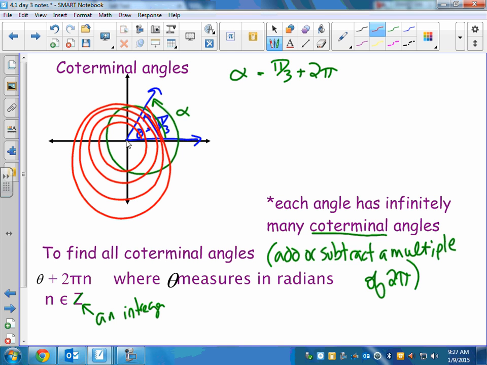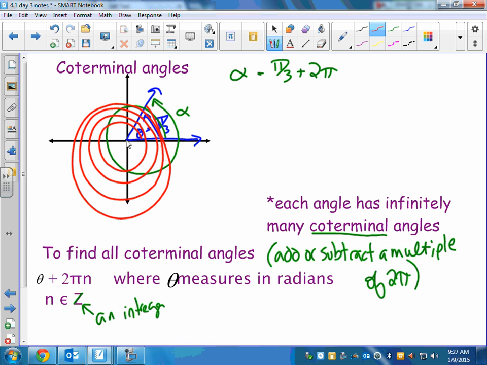Maybe I did too many. That's not really good circles there. But as long as I go around the whole circle, which is 2 pi radians, do you agree I'm always going to get back? So on your homework, on the next slide, it says find a coterminal angle.